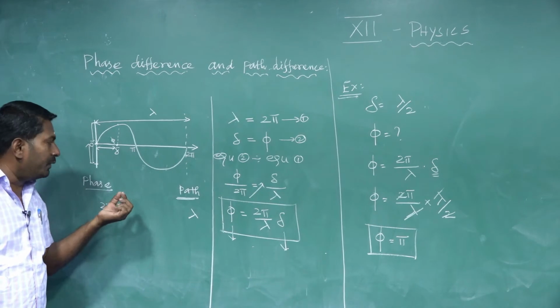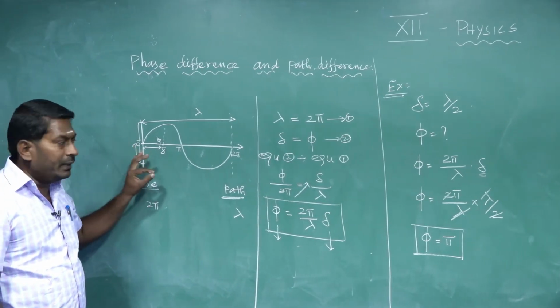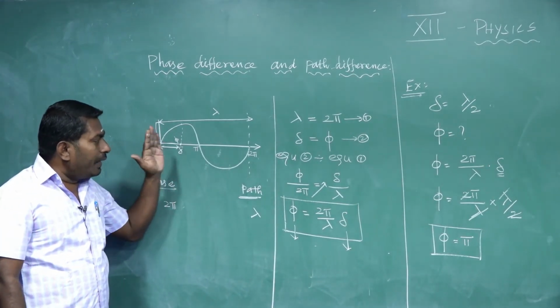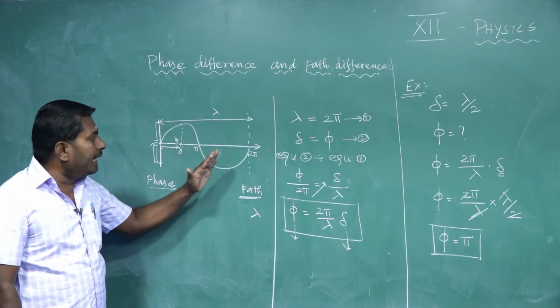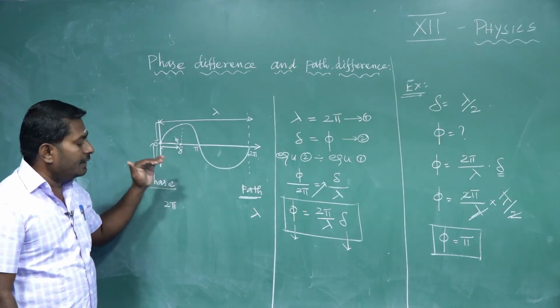Dear students, keep it in your mind. What is the phase of a wave? The phase of a wave is defined as the angular vibration of the particles of the medium at that instant, which is called phase.